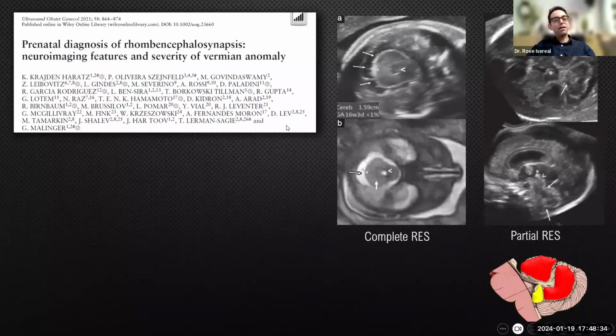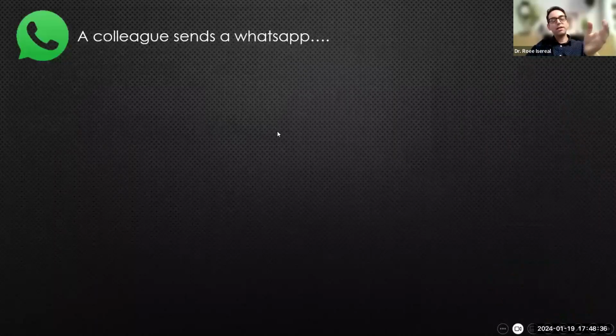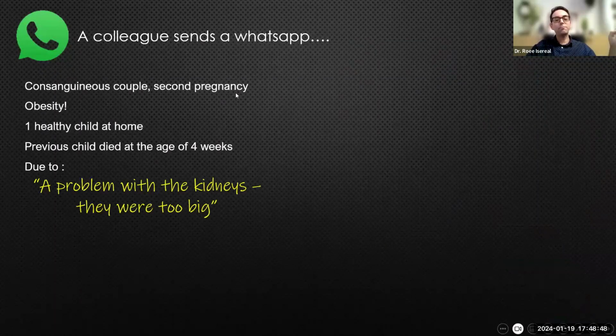Now, let me show you a scenario that happened just last week, and you all know it. A colleague sent you a WhatsApp. I saw a case, I need your help. And this is what she's writing me. I just saw a consanguineous couple. They are non-first degree relative, but they are relatives. The patient is obese, so please prepare. She is an obese patient.